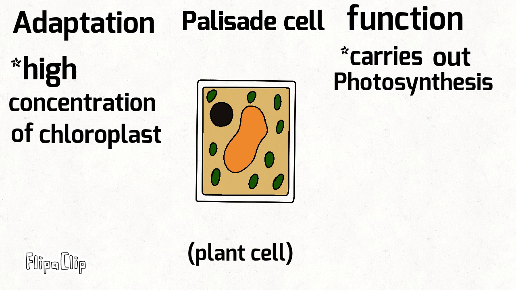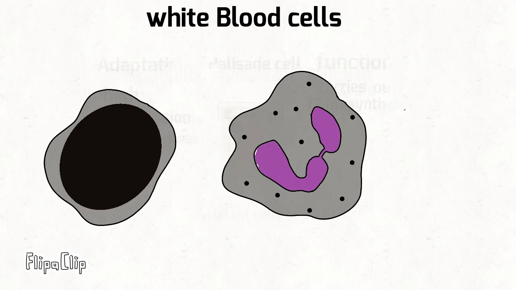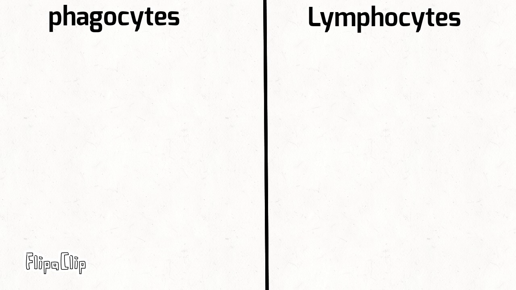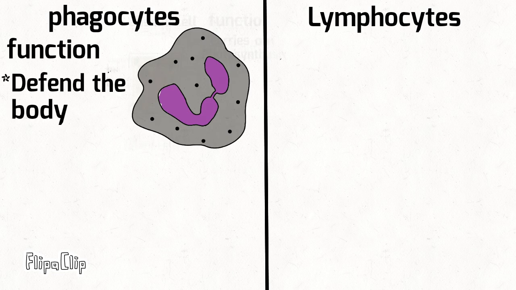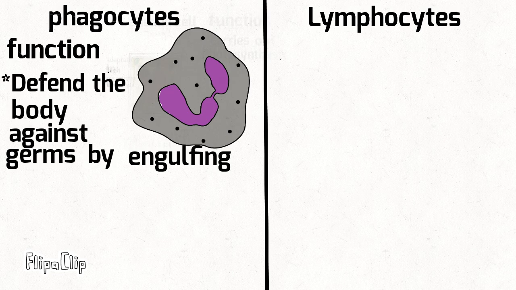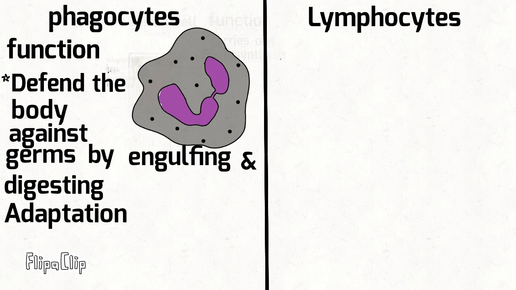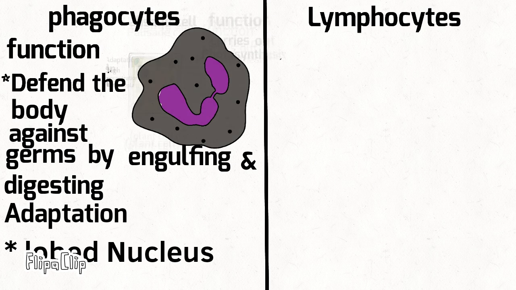And lastly for today, let's have a look at the white blood cells. So there are two examples of white blood cells, and these are phagocytes and lymphocytes. So phagocytes defend the body against germs by engulfing and digesting. They have a lobed nucleus which makes engulfing of germs easy.